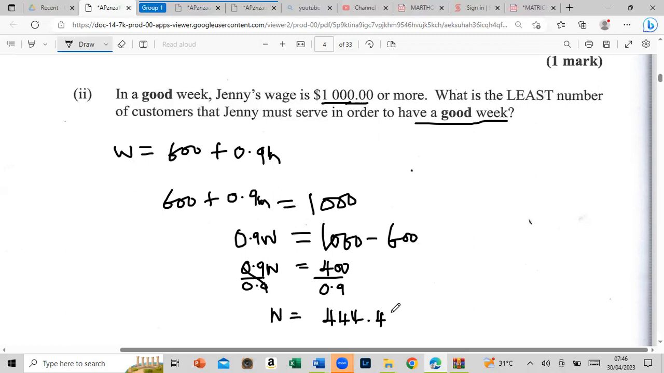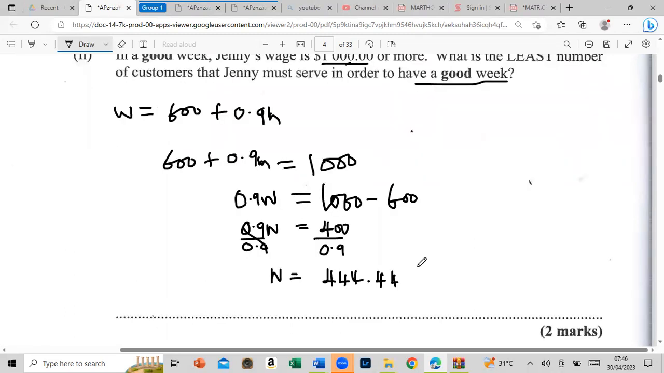Something is wrong with this, guys, because guess what? You can't have 444.44 people. So let me just do a rough check in my calculator. If I round down, it doesn't reach 1,000. So I think it will be 445. I don't have to work it out, because we can't have a fraction of a person, so it has to be that. And you get 2 marks for that.